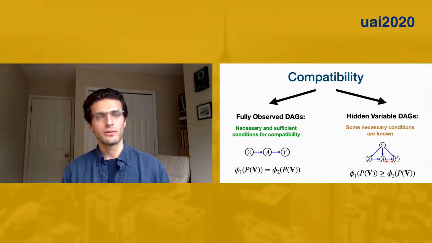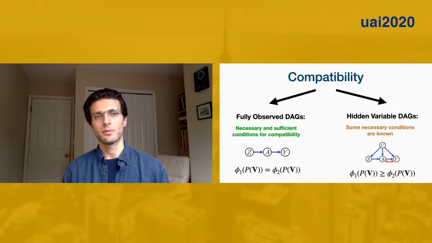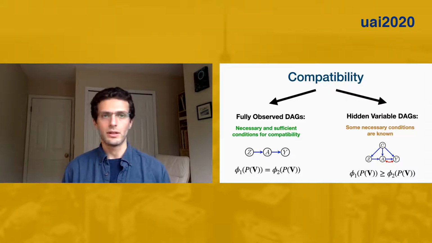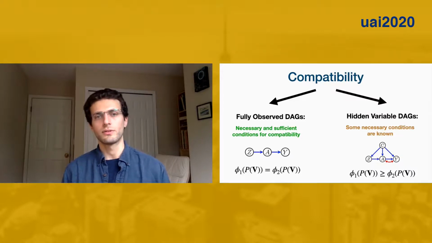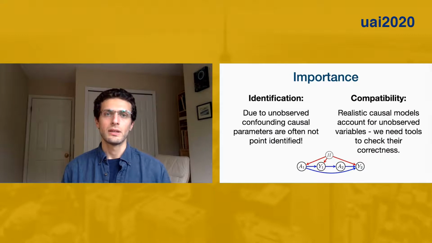The compatibility question, if there are no unobserved variables, can easily be answered by checking that certain conditional independence constraints implied by the causal model hold. These are always equality constraints. If some variables are unobserved, for general graphs, there are no sufficient conditions for compatibility known, although there are some necessary conditions that take the form of inequality constraints as designated in the bottom right corner of the slide. Again, this problem is solved for some specific graphs, but not in general.